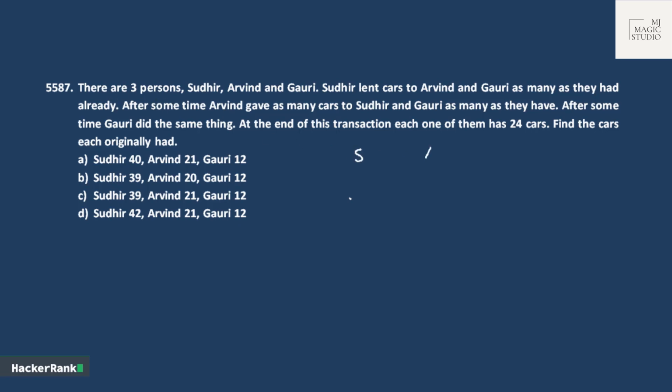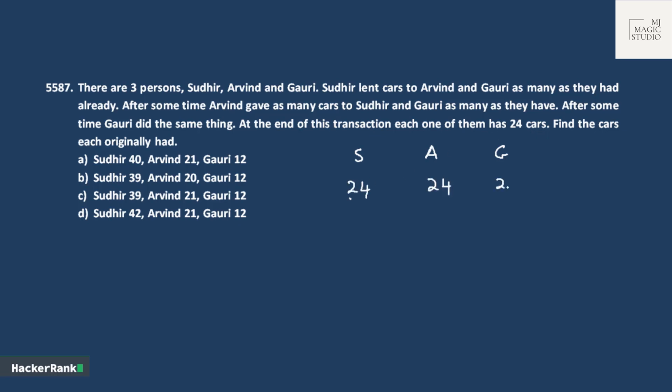There are 3 persons, Sudhir, Arvind and Gauri. Sudhir lent cards to Arvind and Gauri, as many as they had already. After some time, Arvind gave as many cards to Sudhir and Gauri as they had. He also did the same. After some time, Gauri did the same thing. At the end of the transaction, each one of them had 24 cards.